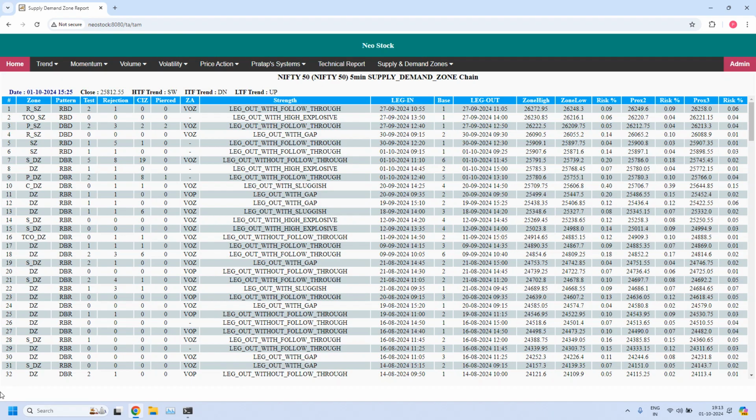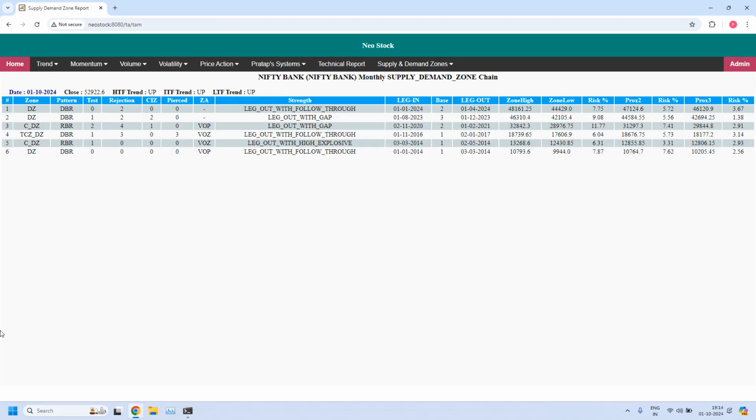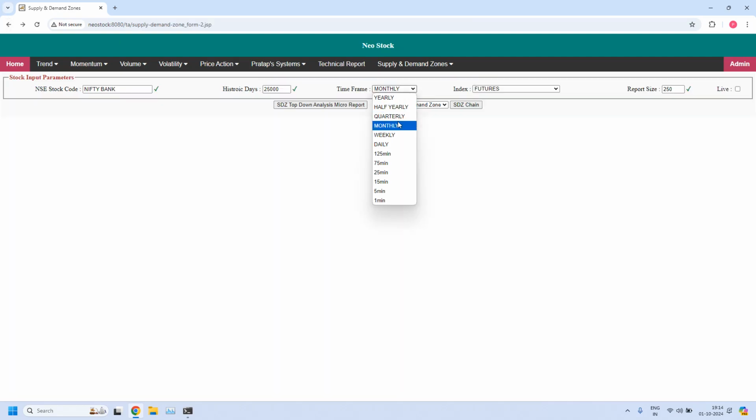Next we will generate Bank Nifty supply demand zone chain. That is nothing but Nifty Bank. Let's start with the monthly time frame. I am generating monthly supply demand zone chain for Bank Nifty. Next time frame is weekly, generating weekly supply demand zone chain for Bank Nifty.